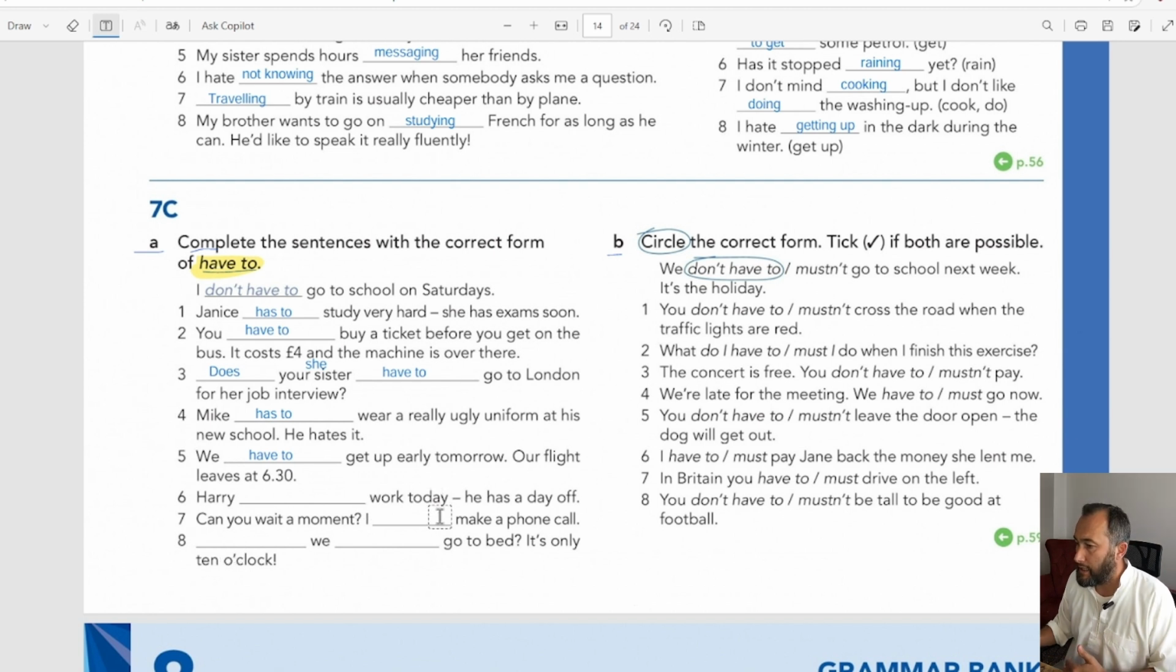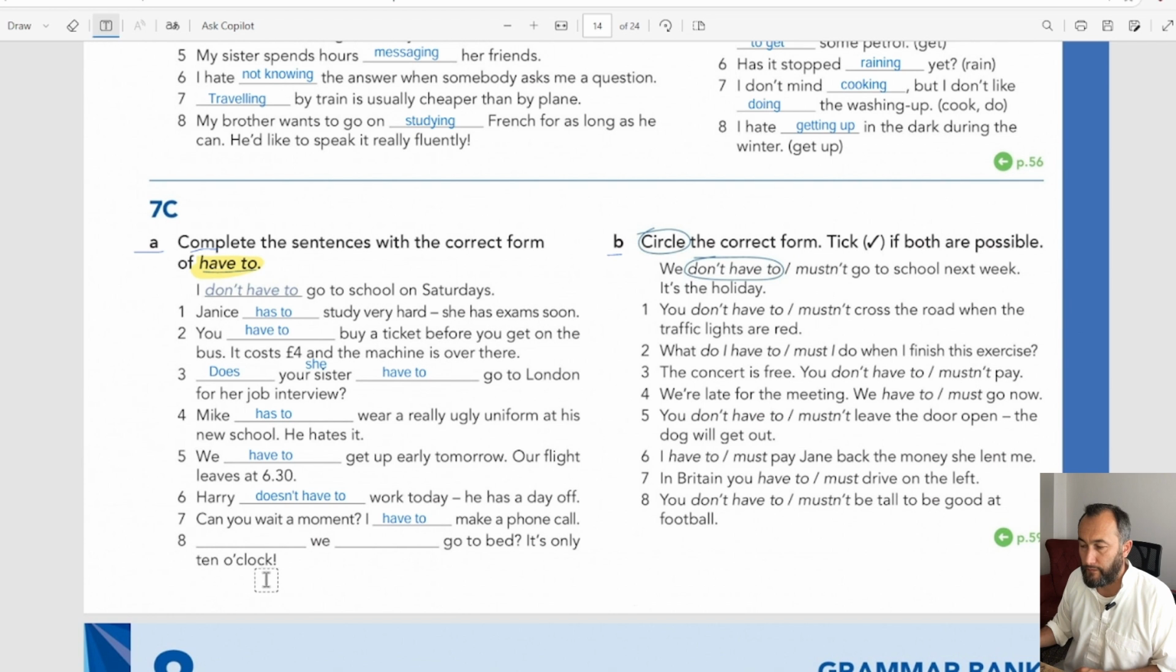Number 6: Harry worked today. He has a day off. If there's a day off, there is no need to go to work. So negative form: Harry doesn't have to work today. Can you wait a moment? I have to make a phone call.